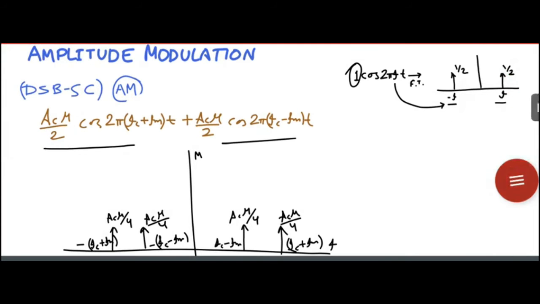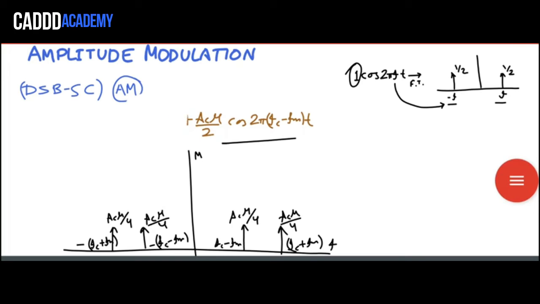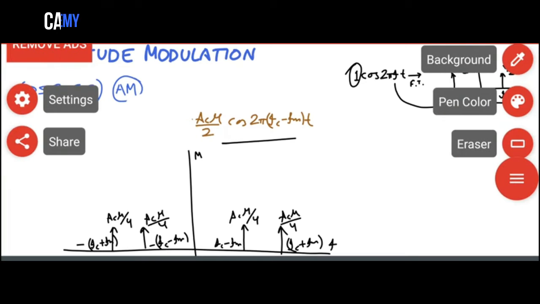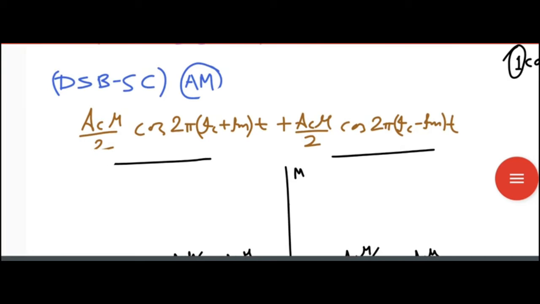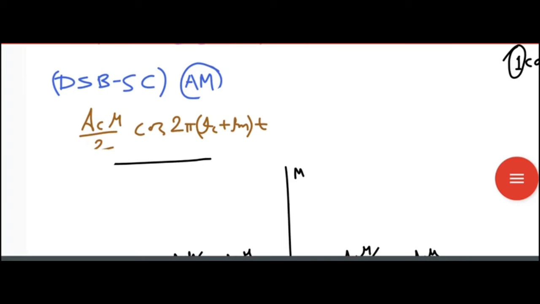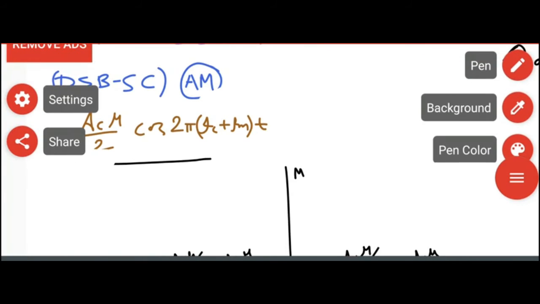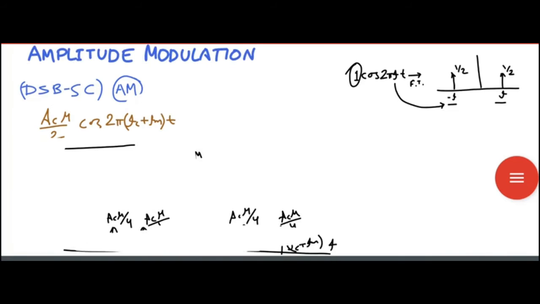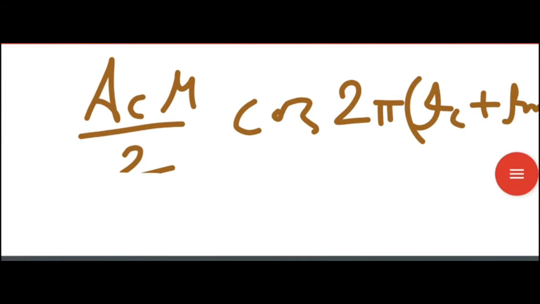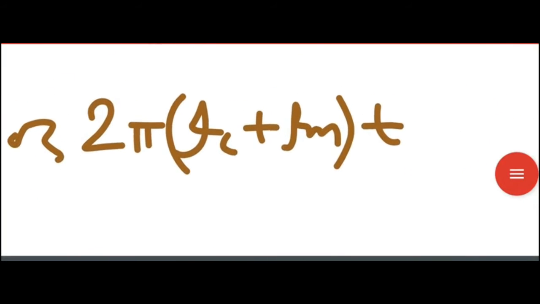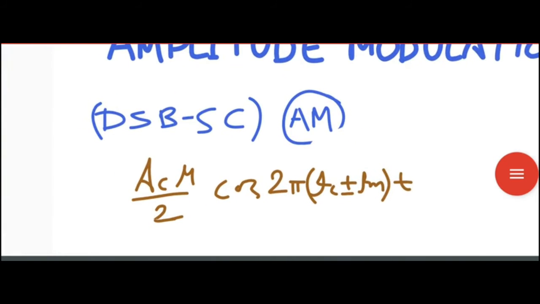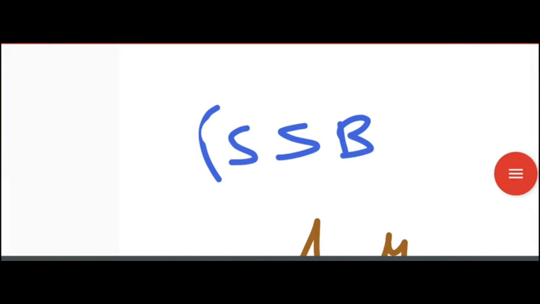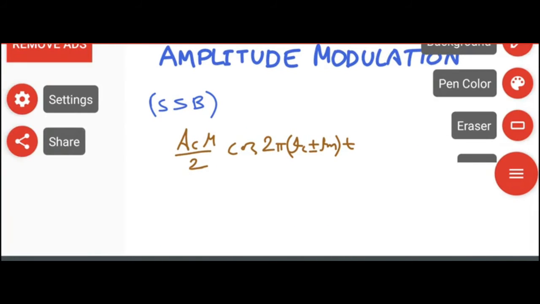Now I have told you that when we eliminate one of the sidebands, like the upper sideband, we are left with the lower sideband, and that is single sideband. Or we could eliminate the lower sideband and be left with only the upper sideband, which is also called single sideband. So the time domain equation for single sideband becomes AC mu by 2 cos 2 pi (FC plus FM) t or (FC minus FM) t. So this is the equation for single sideband.